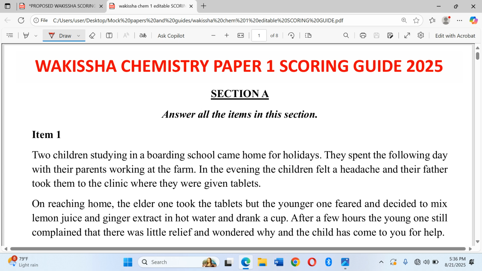Let's dive into section A. Section A consists of items which are compulsory, 2 items, and this is our item number 1. It is saying 2 children studying in a boarding school came home for holidays. They spent the following day with their parents working at the farm. In the evening, the children felt headache. I'll be spotting out key points. Felt headache, and their father took them to the clinic where they were given tablets.